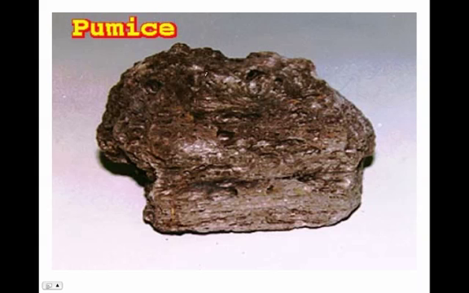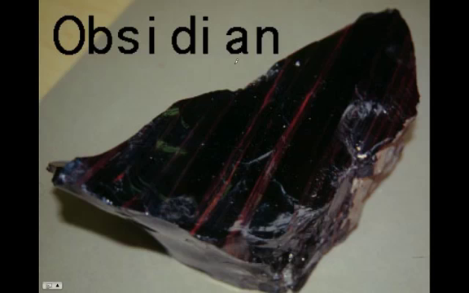Pumice, this is an extrusive igneous rock. It has holes in it, and it's very airy. This rock usually will float. The reason it floats is because when it forms on the surface, gas causes huge holes to occur in the rock. So pumice is extrusive, and it's one of the rare floating rocks.